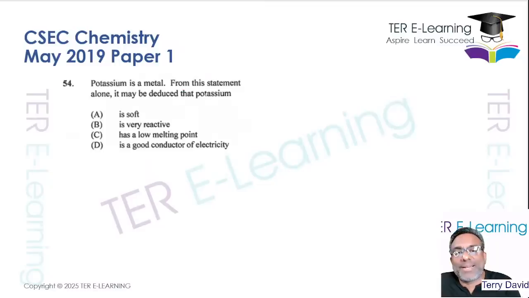Right, so we're using the fact that potassium is a metal, and based on that fact alone, all we can say is that it is a good conductor of electricity. That's as much as we can say. Nothing else. We can't say it's soft because mercury is soft. It is very reactive, low melting point. We can't say that just based on the fact that it's a metal. So all we can say is D.